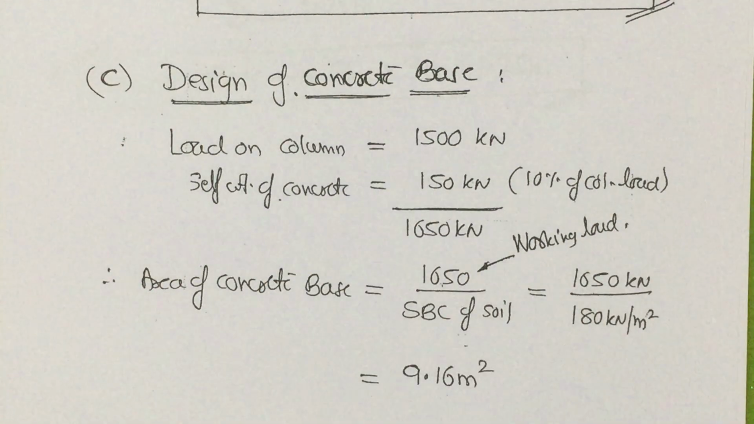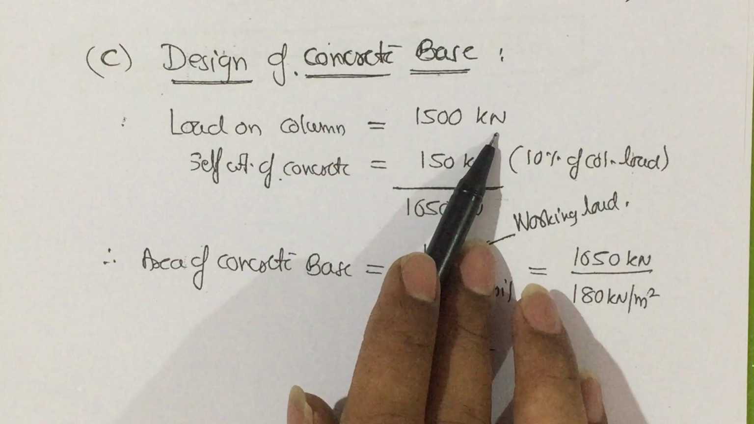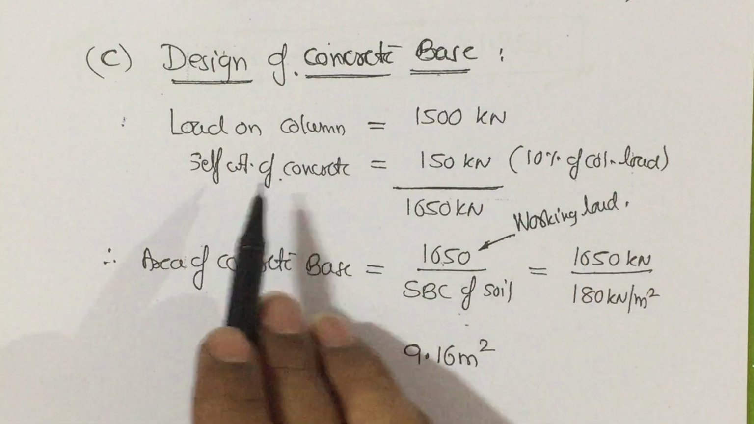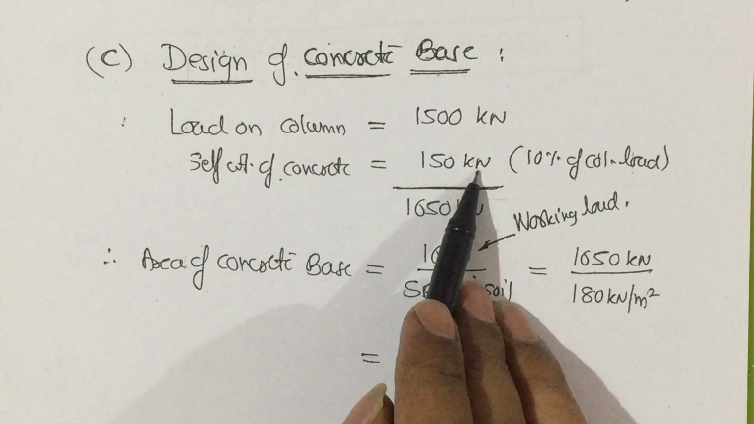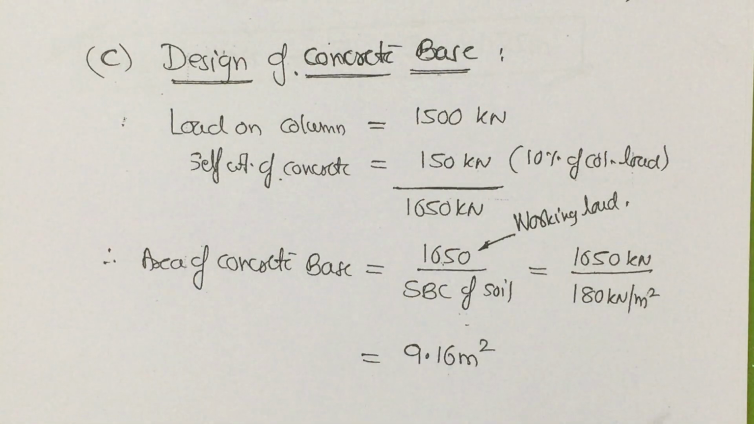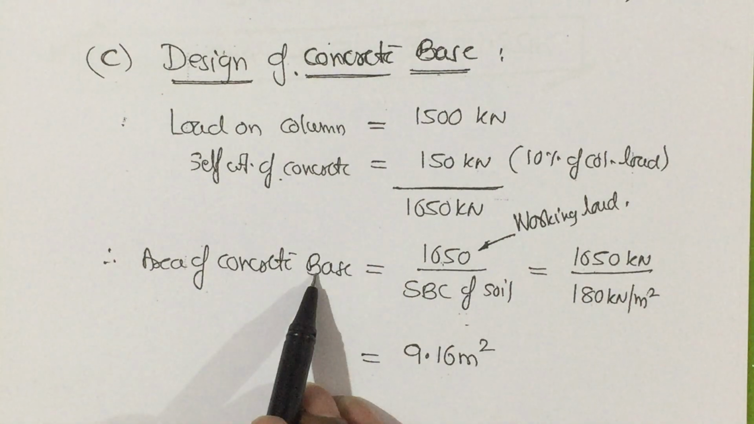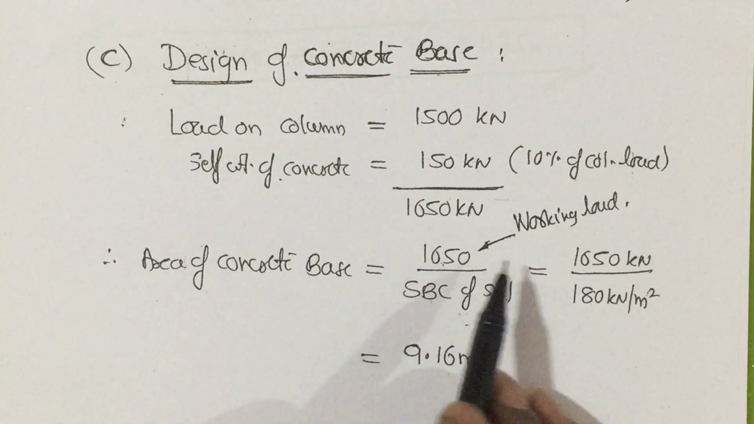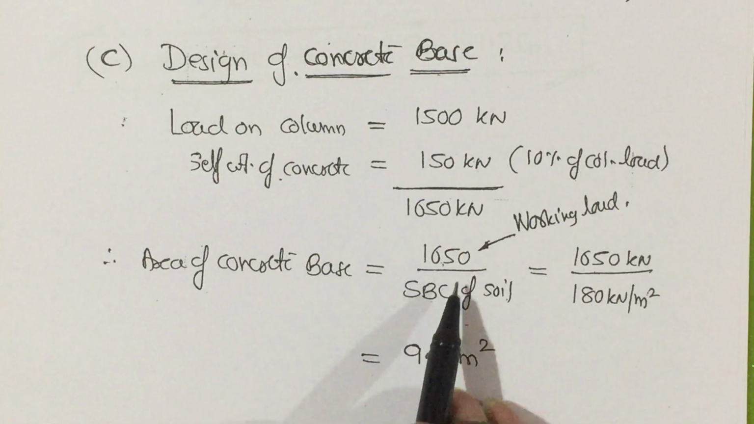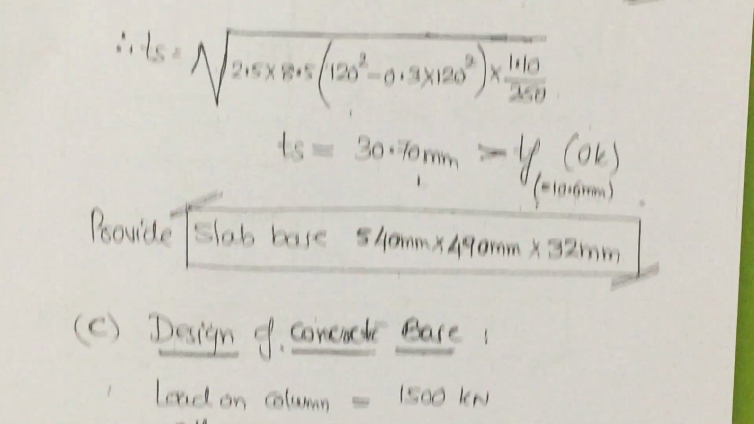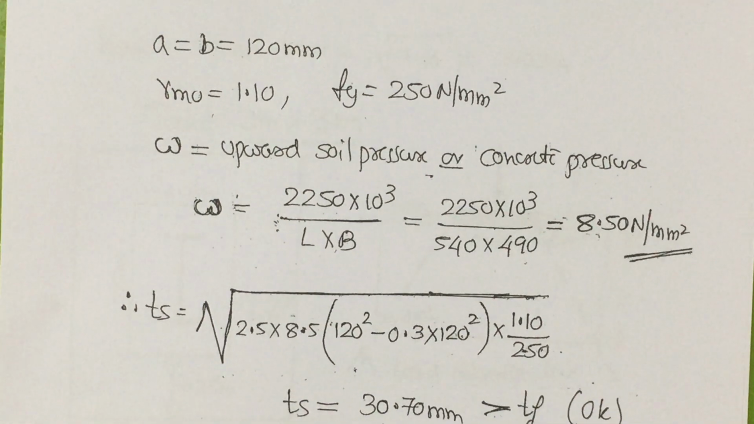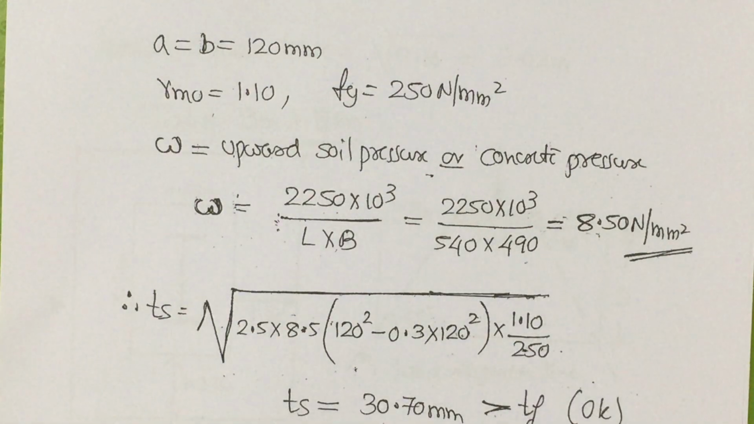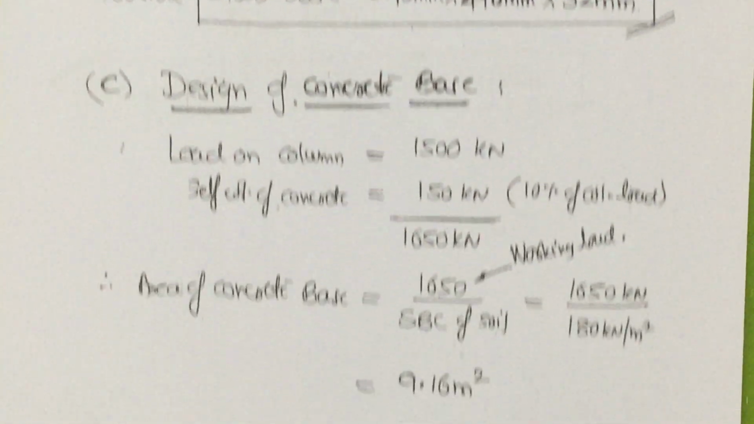Then design of concrete base. The load on the column is 1500 kilonewton. For the self weight of the concrete, we are going to take 10% of the column load as self weight, that is 150 kilonewton. Total it will be 1650 kilonewton. Therefore, the area of the concrete base is given by working load divided by SBC of the soil. Working load we are going to get as 1650 kilonewton, and the SBC of the soil, that is safe bearing capacity of the soil or upward soil pressure, we calculated W as 8.5 Newton per millimeter square.